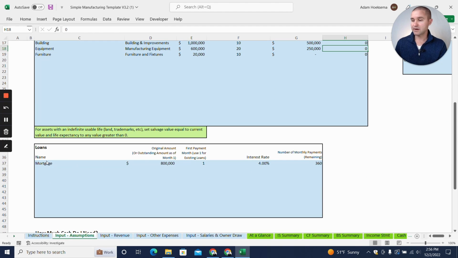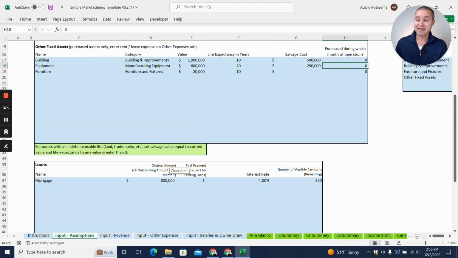The next thing we'll point out is that you can add loans. So we're going to assume that we have an 80% loan, or an $800,000 loan, on this $1 million building. And we probably better raise that interest rate a little bit, maybe 6% these days. So we're going to enter in that mortgage interest rate, and over 360 months is what we've got input here.